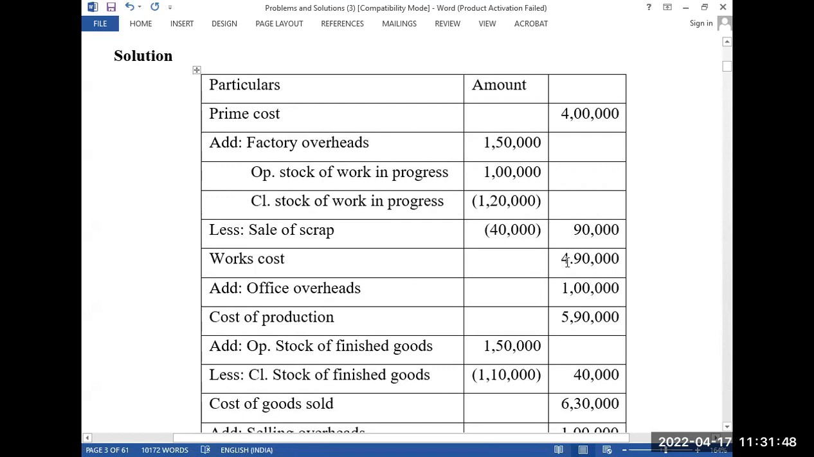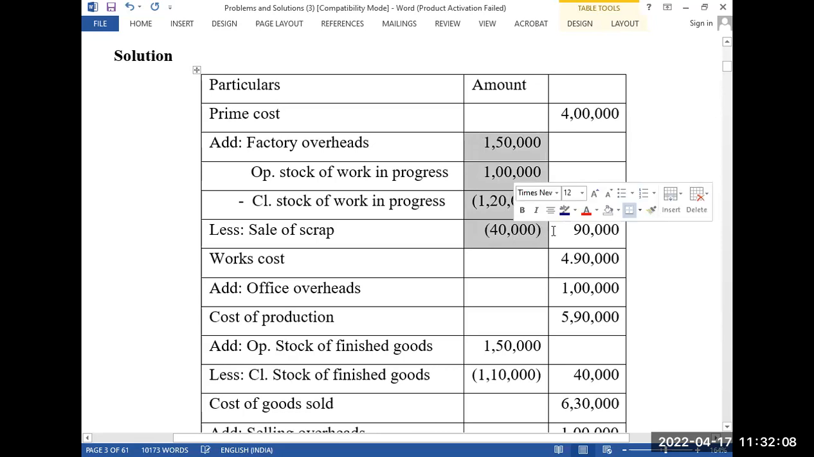So it is 4,90,000. Prime cost plus factory overheads plus opening stock of work in progress minus closing stock of work in progress minus sale of scrap. So this is coming as 90. 250 minus 120 is equal to 130, minus 40 is equal to 90. So 90 plus 4 lakh is equal to 4,90,000. That is work cost.